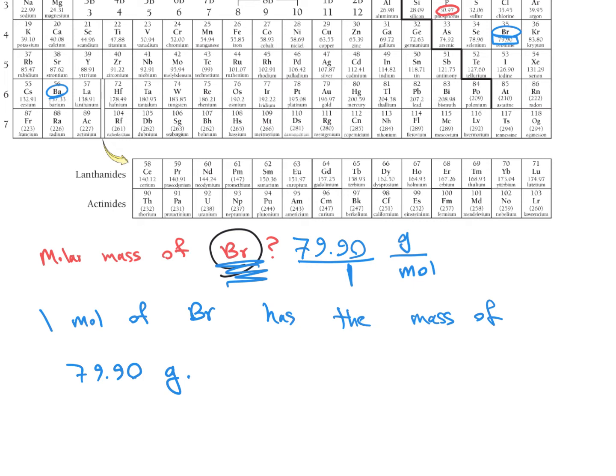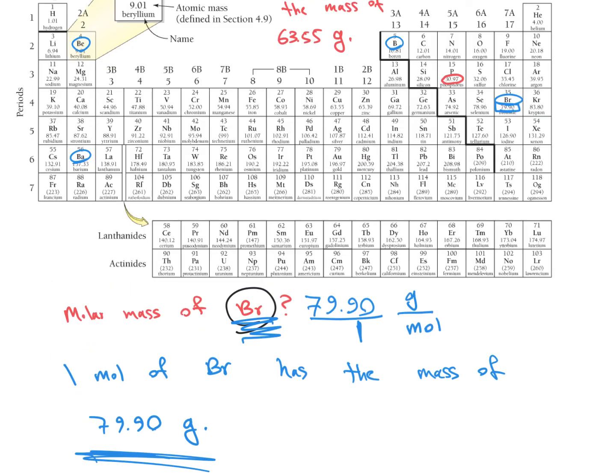But if you just say that atomic mass unit of Br is 79.90, that is also correct. That sentence is also correct. But 1 mole of Br's mass is 79.90 gram. Okay? Any questions?